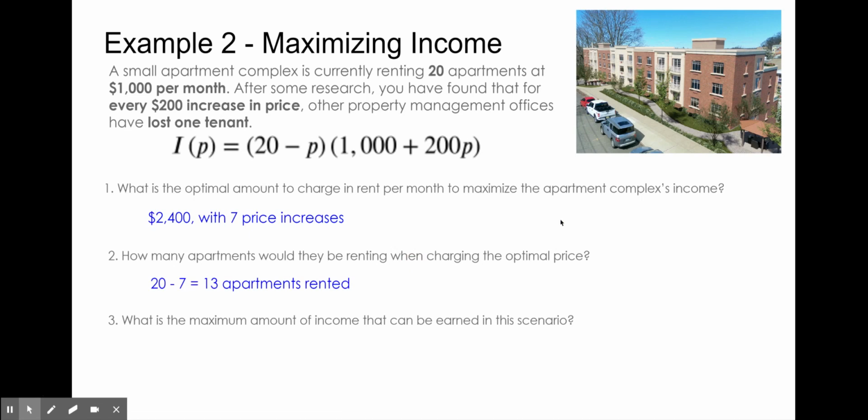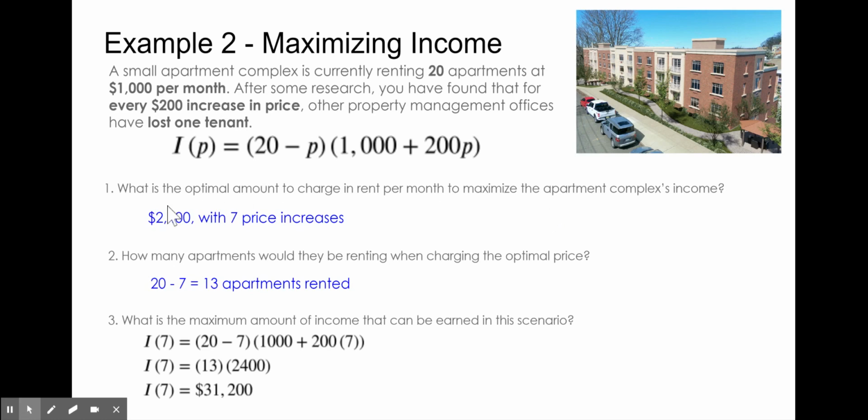Finally, the maximum income can be determined by substituting 7 into our original equation. And you can see that we're just multiplying 2,400 times 13 to produce a maximum income of $31,200.